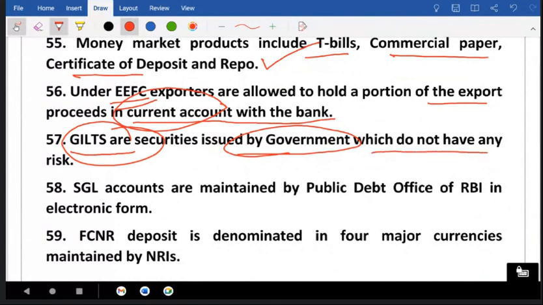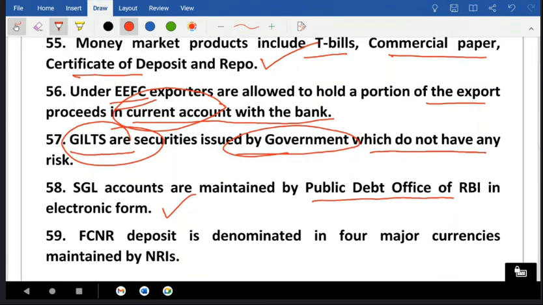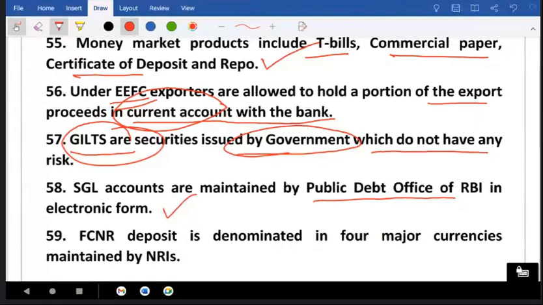SGL accounts are maintained by the Public Debt Office in RBI in electronic form. What is the full form of SGL? Subsidiary General Ledger Account, maintained by the Public Debt Office of RBI in electronic form. This SGL is only to maintain government securities. When the bank purchases government securities, they are maintained by RBI in the SGL account, so that they become easily transferable. It means they are maintained in demat form only.